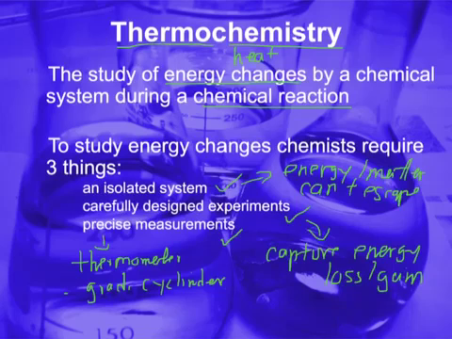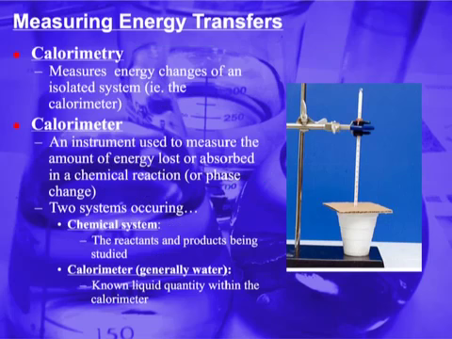In high school thermochemistry experiments, we will use what's called coffee cup calorimeters because it affords us the precision necessary to study the reaction at a reasonable cost. While calorimetry is the study of energy changes in a reaction, we will use a calorimeter to study these changes. A calorimeter is an instrument to measure the amount of energy lost or gained by a chemical reaction or a phase change. Here, we have a picture of a coffee cup calorimeter.